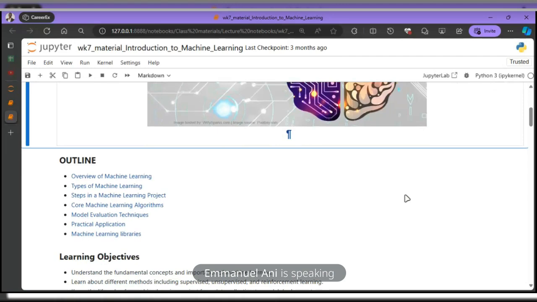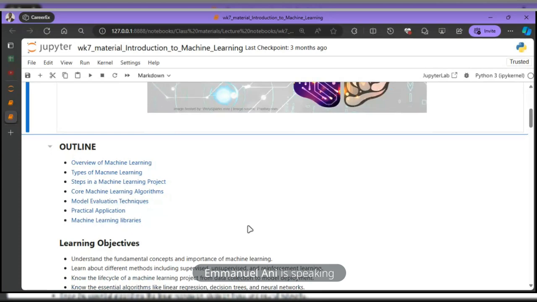So the outline for today's topic: we're going to be looking at the overview of machine learning, types of machine learning, steps in a machine learning project, core machine learning algorithms, model evaluation techniques, practical application, and machine learning libraries. So we're just going to look at them one after the other.